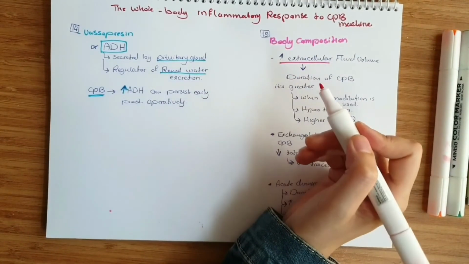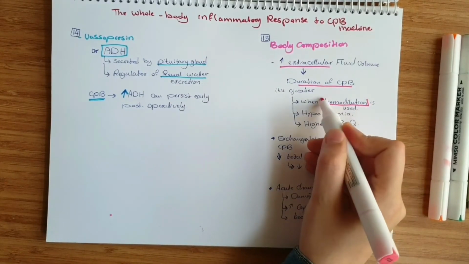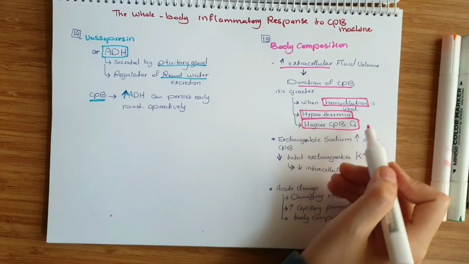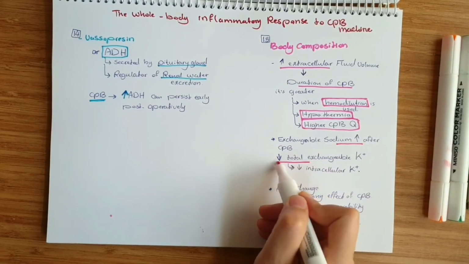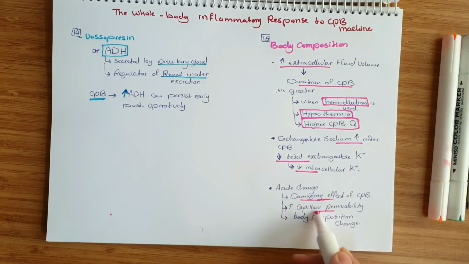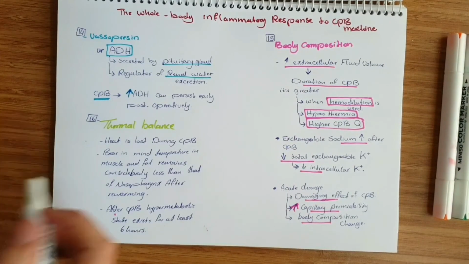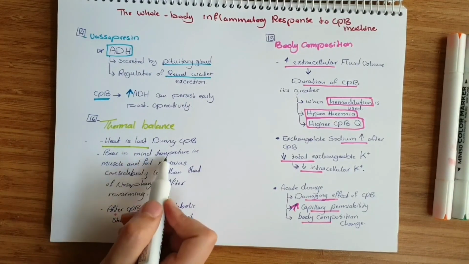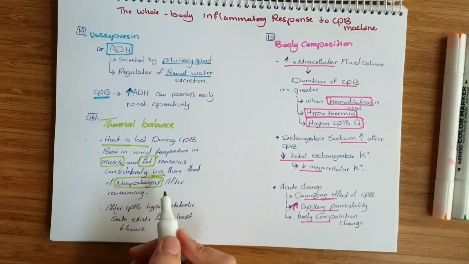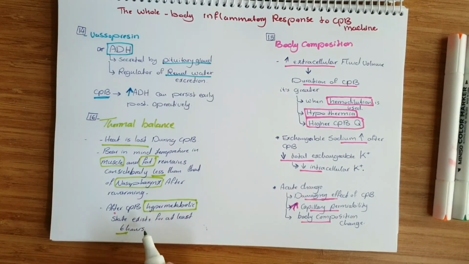There is an increase in extracellular fluid volume, and that depends on the duration of the machine, which is greater with hemodilution, hypothermia, and higher CPB flow. About the exchange, there will be more exchangeable sodium after the machine use, and there will be a decrease in exchangeable potassium and a decrease in intracellular potassium. These acute changes are the damaging effect of the machine, increased capillary permeability and body composition. Thermal balance. Heat is lost during the machine, and the temperature in muscle and fat is less than that of the nasopharynx, and after CPB there is a hypermetabolic state for 6 hours.